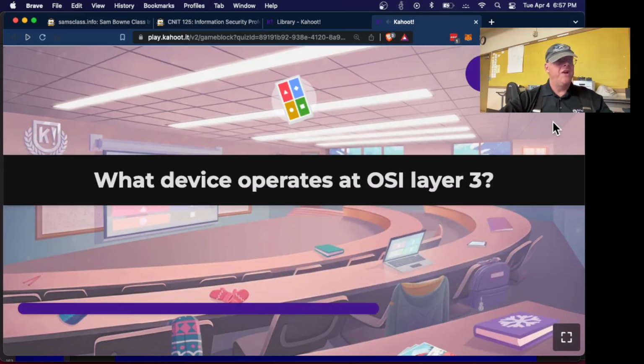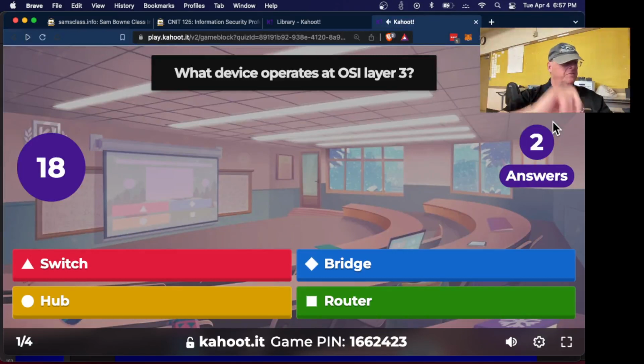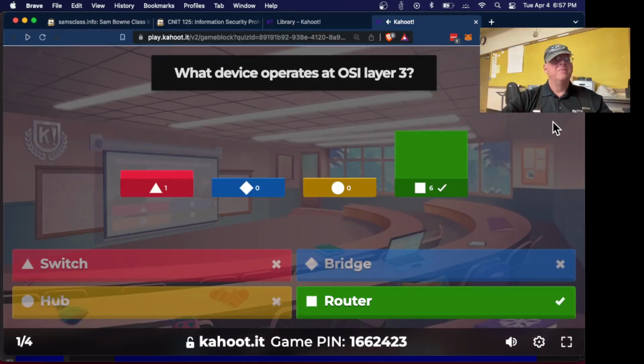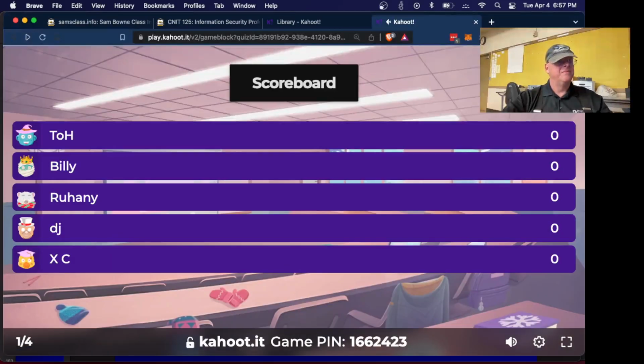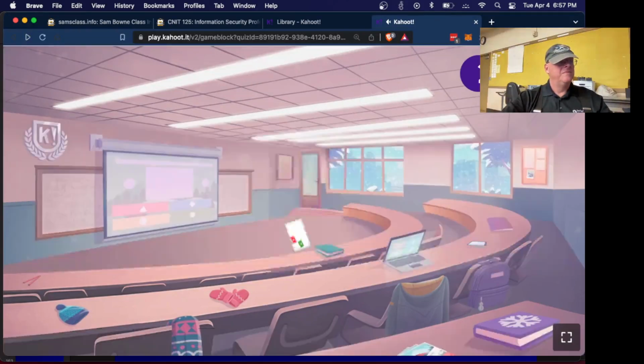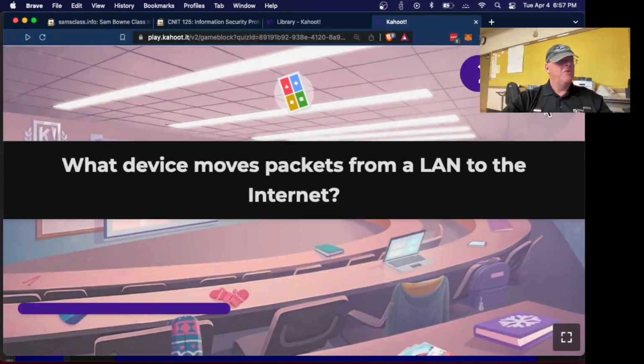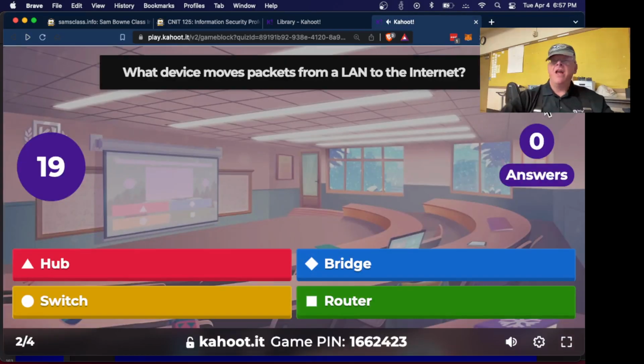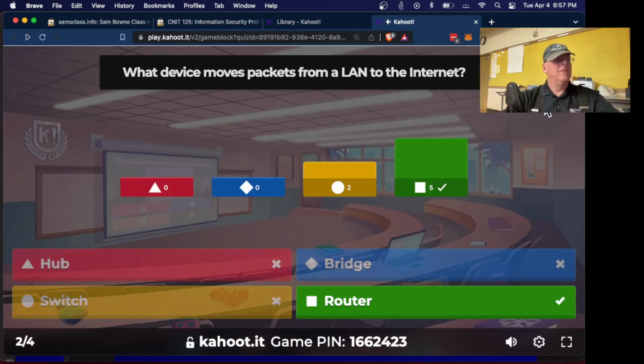All right, so which device is at OSI layer 3? Routers. Okay, good. Which device moves packets from a LAN to the internet? That's also a router. That's what routers do. They are your gateways to the internet, to other networks.